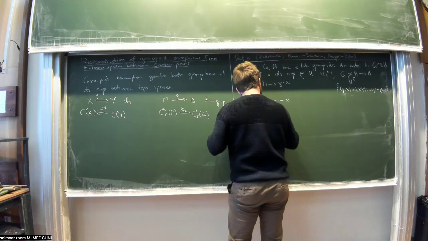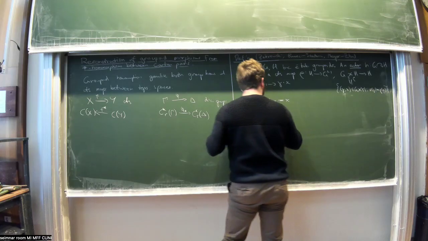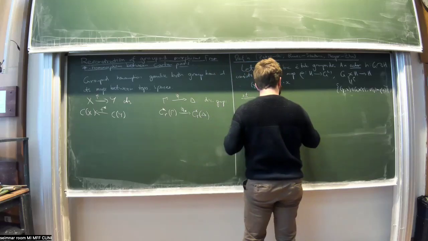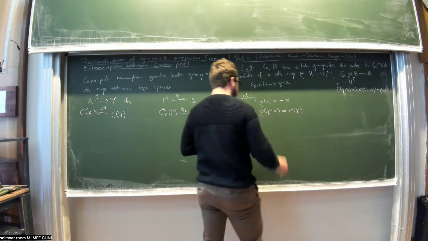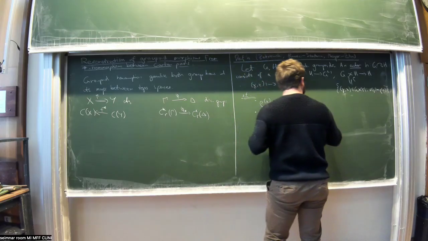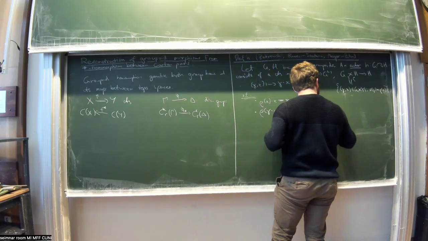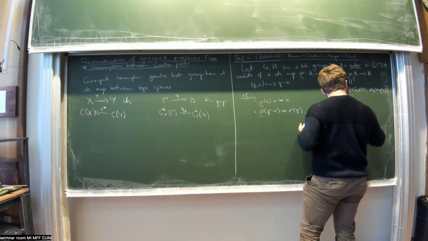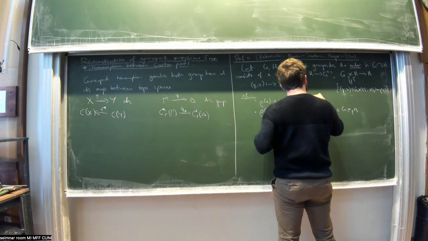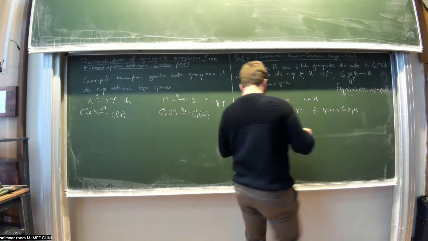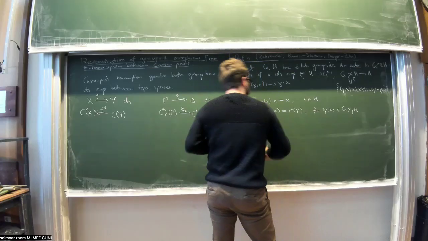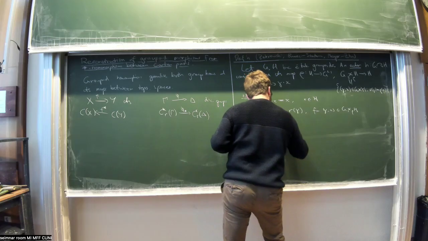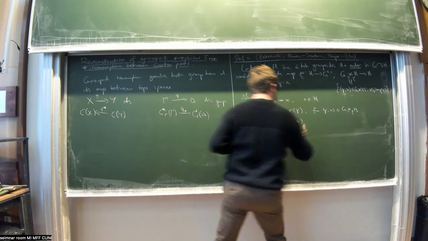If I take the image of one of these products, gamma times x, under this rho map, it should be just the range of gamma, where this is gamma x, a composable pair. So it's just x and h. That's what happens if you look at the left. If you look at the right, you should just recover the source.